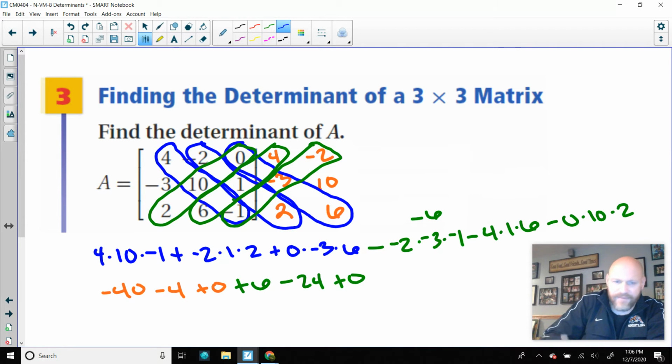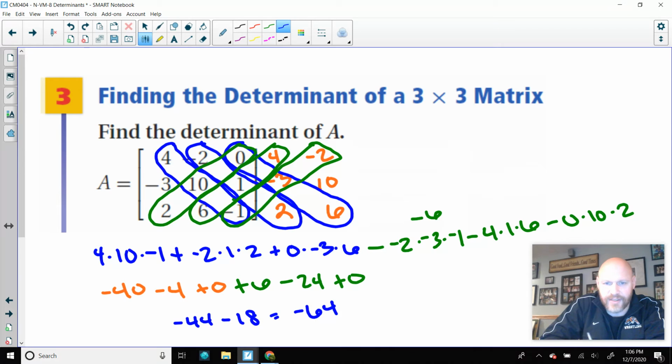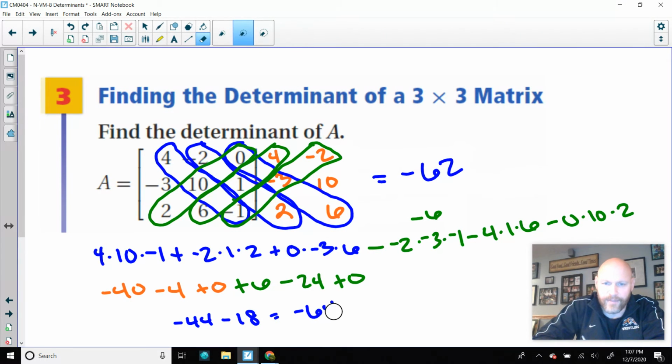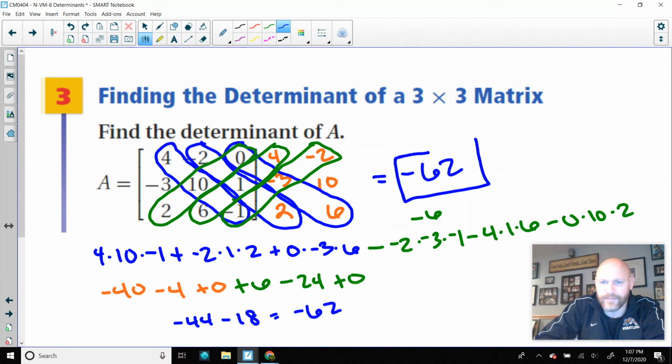All right, we're going to add that together. -4 and -40 is going to be a -44. 6 and -24 is a -18. -44 minus 18 is going to be a -62. So the answer for the determinant of A is going to be -62. And I clearly wrote a 64. So let me go back. That was silly of me. This is -62. And that would be our answer.